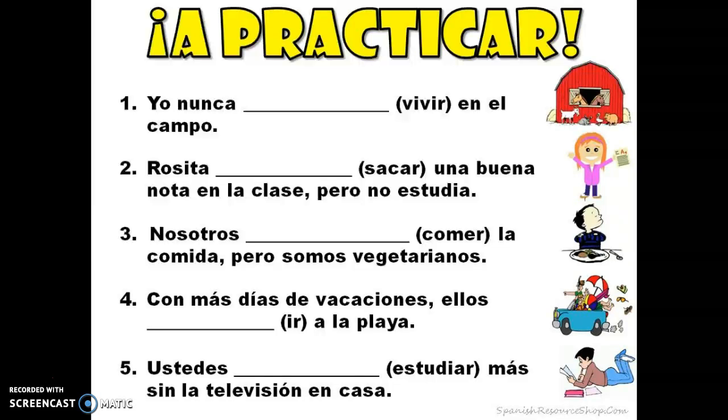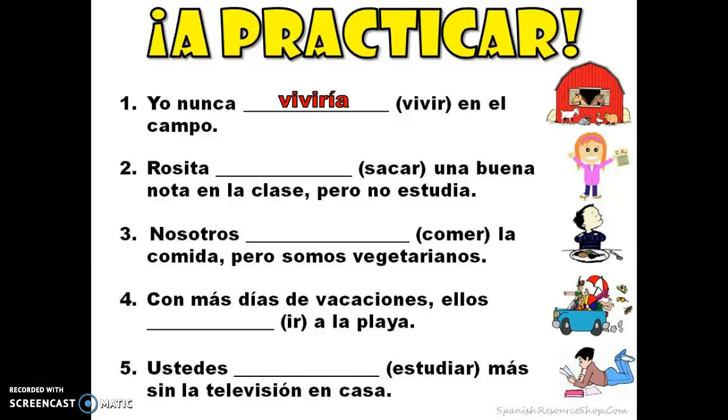Okay, now here is some práctica. All right, it gives you the verb in parentheses that you need to conjugate in the conditional tense. The answers will be on the next slide, or the translations rather, I'm sorry. So yo nunca, take the verb vivir. What's the ending you're going to add for the yo form? And it is vivería. Yo nunca vivería en el campo.